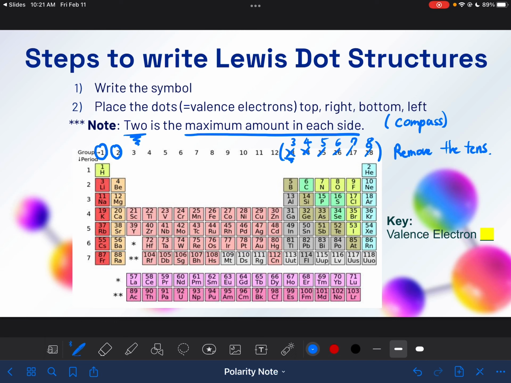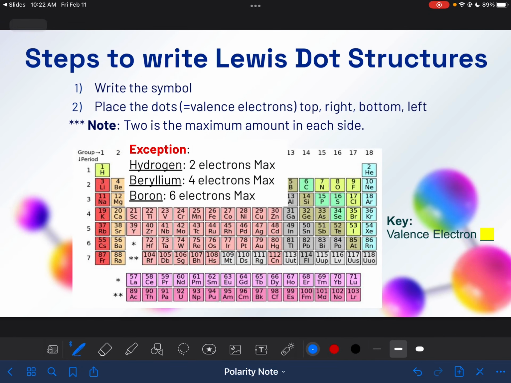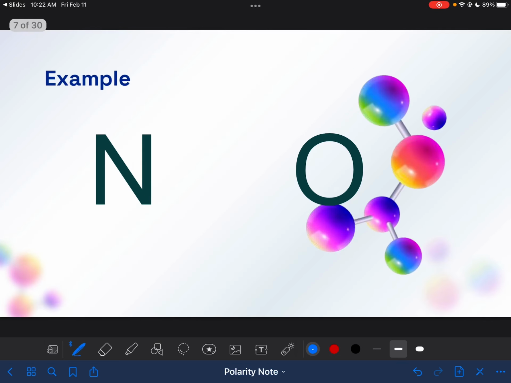Now, there are some exceptions that you must understand before we move on to some difficult questions. The exceptions are that hydrogen can have a maximum of 2 electrons around it, while beryllium has a maximum of 4 electrons, and boron has 6. So you'll get to understand how to do this as we solve some example problems. Make sure that you have these exceptions written on a piece of paper or in your notebook, wherever you keep your notes. Okay, so let's move on to the next part.